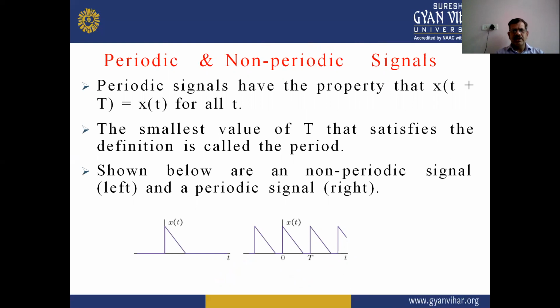Periodic and non-periodic signals. Periodic signals have the property that x(t + T) equals x(t) for all t. The smallest value of capital T that satisfies the definition is called the period. Shown below are non-periodic signals on the left and periodic signals on the right. So here are two signals. The first one is non-periodic and the second one is periodic.